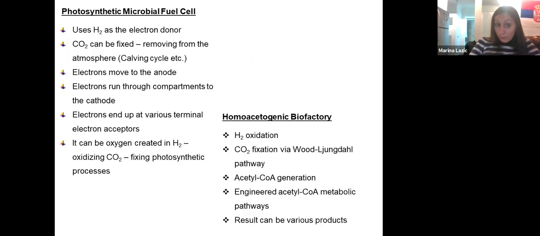Again, the example of a photosynthetic microbial fuel cell is given in detail in the Word document. This microbial fuel cell is using hydrogen as electron donor. Carbon dioxide is fixed via the Calvin cycle or any other type of carbon fixation. Electrons are moved to the anode. Again, they run from one compartment to another, from anode to cathode, and they end up at various terminal electron acceptors. It can be oxygen created in hydrogen oxidizing, carbon dioxide fixing photosynthetic processes.